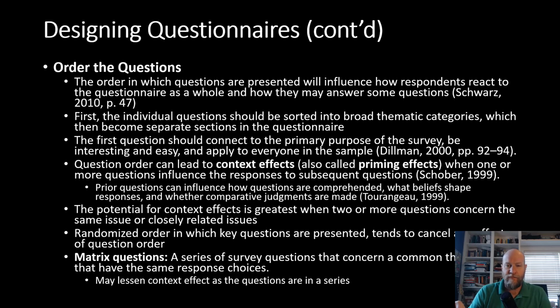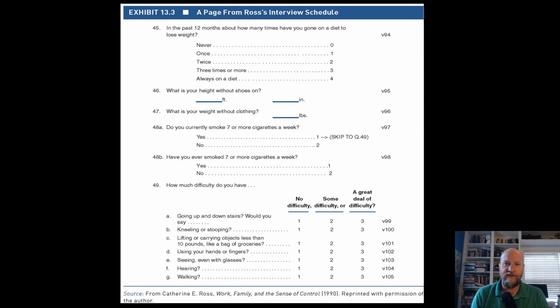So you might say, for the next 10 questions, utilize this Likert scale of 1 to 7, and you all are familiar with what a Likert scale is, not at all to very much so or extremely, that kind of thing. And we'll look at an example of that. So this is from Ross's interview schedule on work, family, and sense of control.